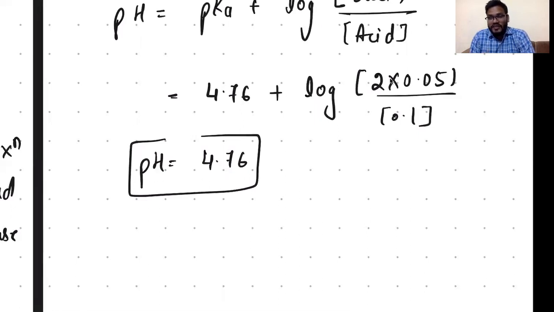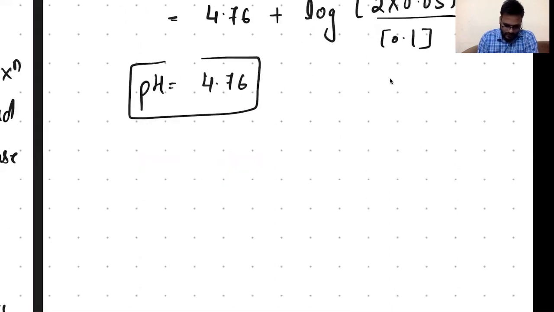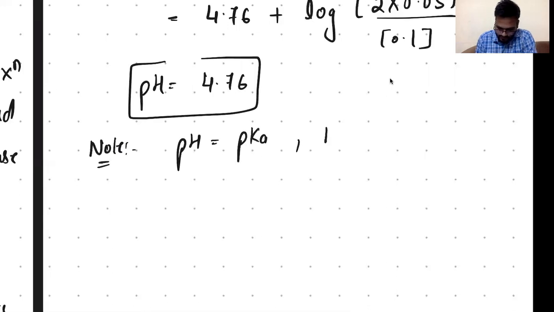If the pH of any acidic buffer solution is equal to the value of its pK, in that case, that buffer solution acts as the best buffer. So at this given condition, this solution will act as the best buffer. When pH is equal to pK, the buffer solution acts as the best buffer.